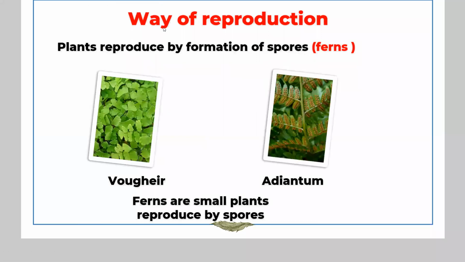Now let's move to the next way, which is way of reproduction. The first kind of plant we have reproduces by forming spores, like Fougere and Adiantum. As you can see, these dots here are the spores. Any plant that reproduces by forming spores is called fern. The spores are these little things that exist on the leaf of the plant.